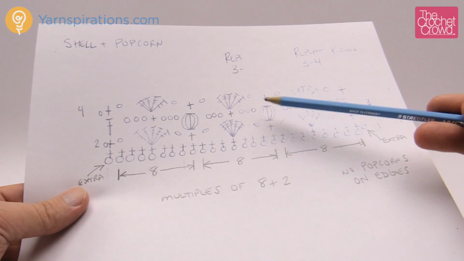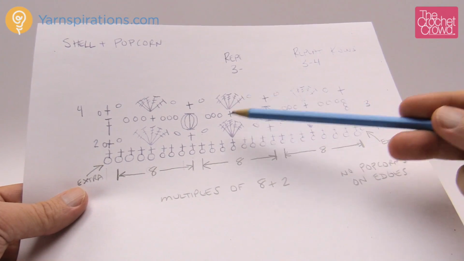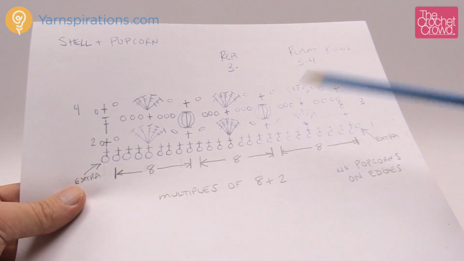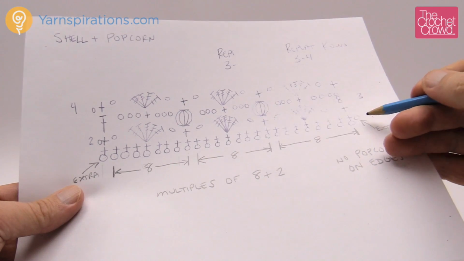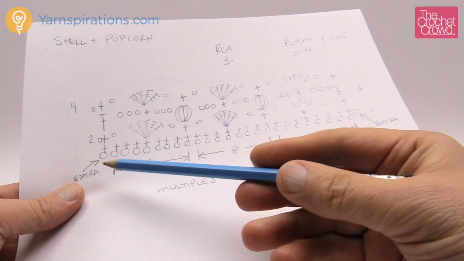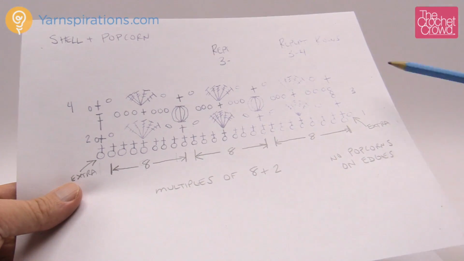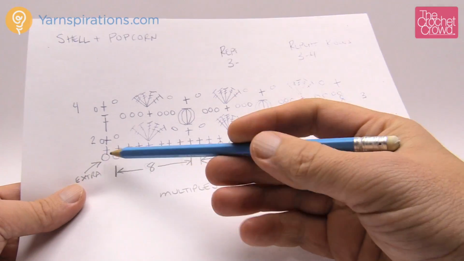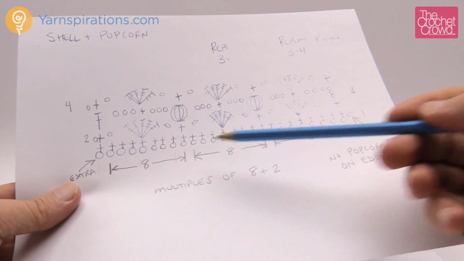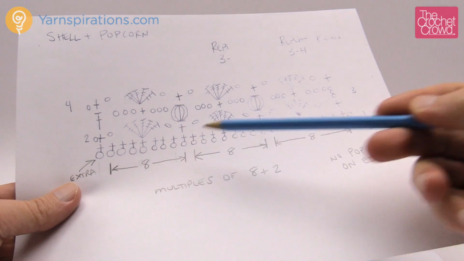But in order to have this pattern repeat itself, in order to accommodate the shell plus the popcorn, it has to stay in multiples of 8. So I end up with an extra one at the end that's not accounted for, and I end up with one right in the very beginning that's not accounted for. So that is 1 and 2. So I can go in multiples of 8. So 1, 2, 3. There are 3 multiples of 8 here. So I go 8, 8, and 8.